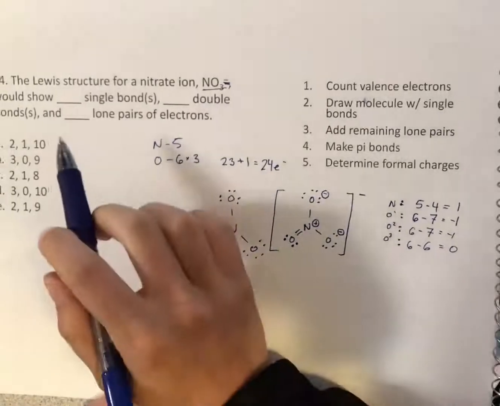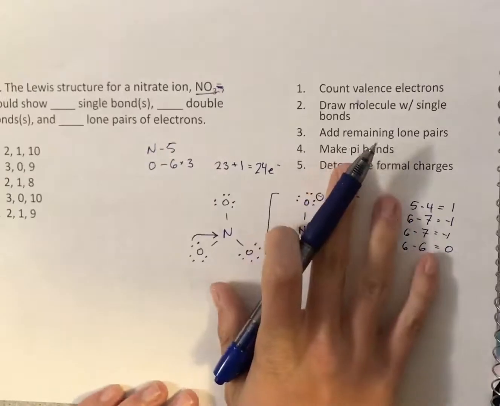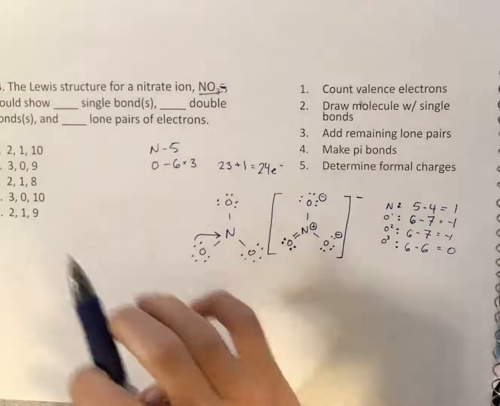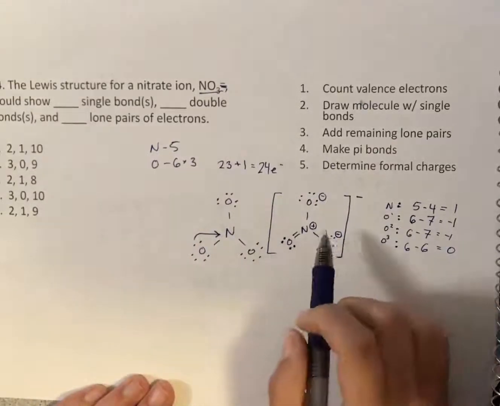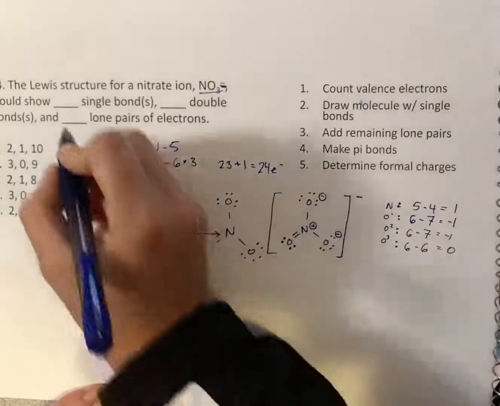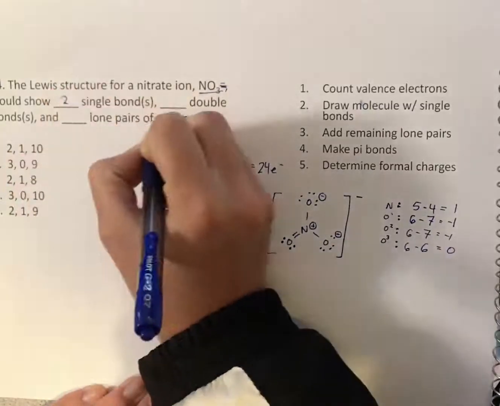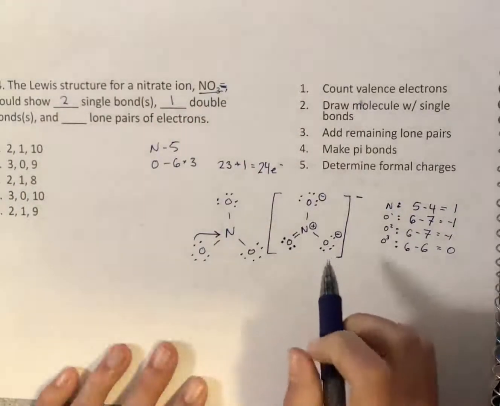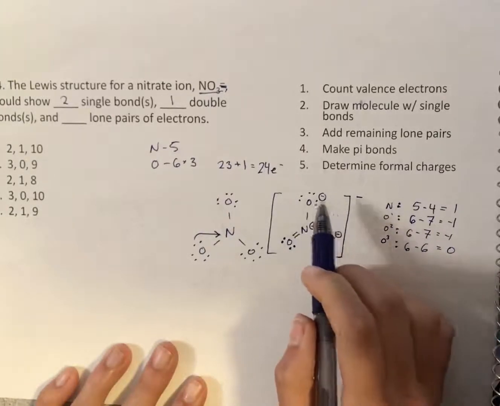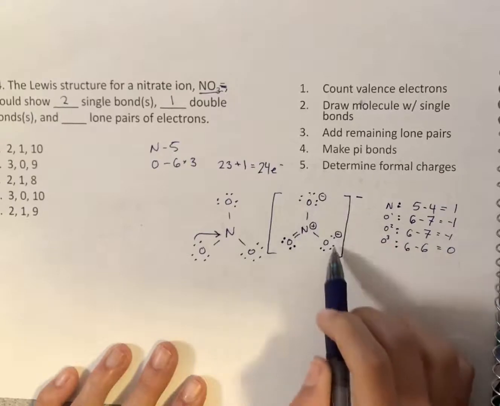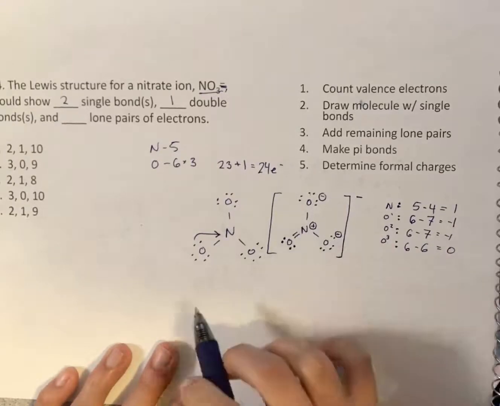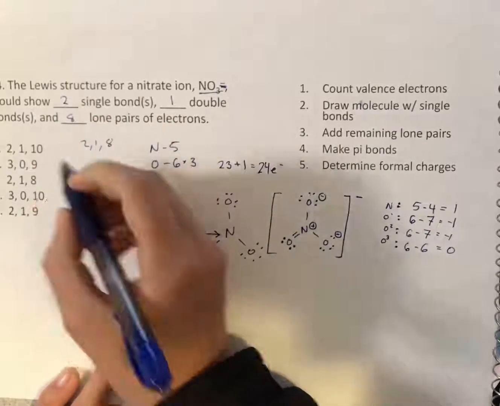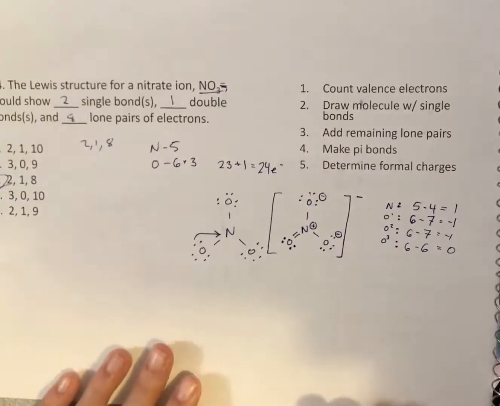So let's look at the question here. It asks how many single bonds, how many double bonds, and how many lone pairs. So we have 2 single bonds and 1 double bond. And then let's count up our lone pairs. So we have 1, 2, 3, 4, 5, 6, 7, 8. So do we have one that's 2, 1, 8? Yeah, answer choice C. So that one is correct.